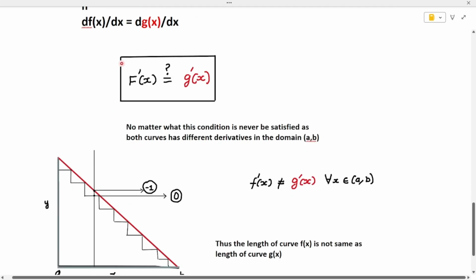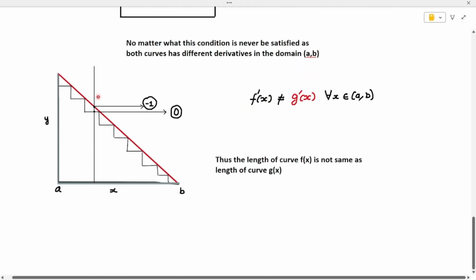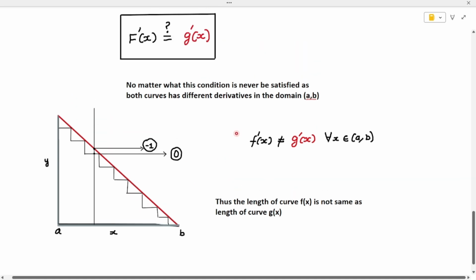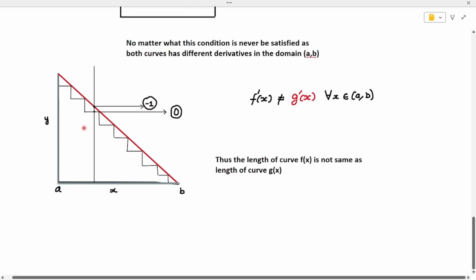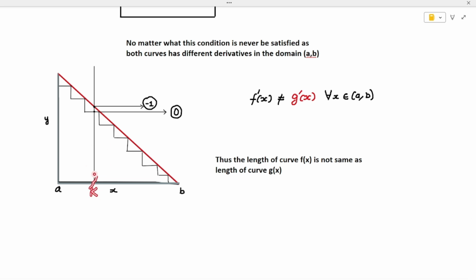So we want to see if their derivatives are the same, and we can easily prove, even by seeing it, that the derivatives are not equal for all x in the domain of the function. No matter what, this condition will never be satisfied. You can see here in this curve, at this point k, you can draw this vertical line. Where it intersects the curves, you are getting different slopes. You're getting 0 slope at this point, and -1 slope at this point, given both the height and width are the same, right?